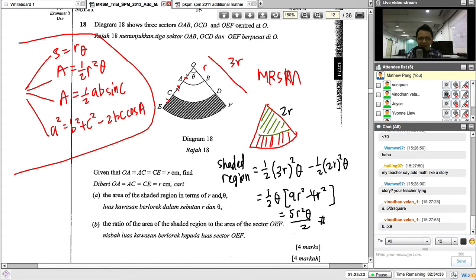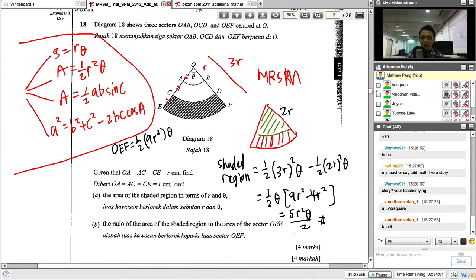Then the second part asks you to find the ratio of the area of the shaded region to the area of the sector OEF. Where is OEF? This is the shaded region, right? OEF is the big one, so it is 1/2 times 9R squared theta.